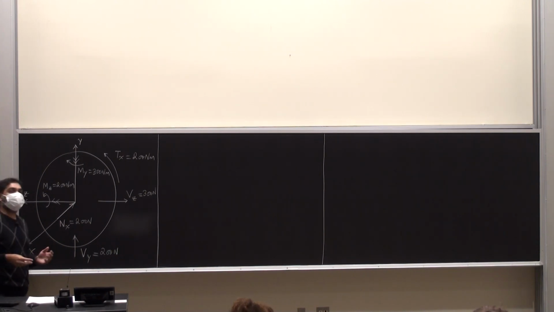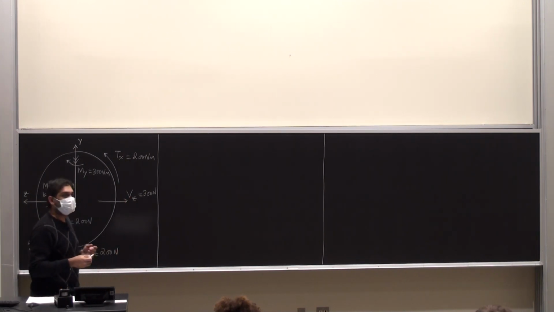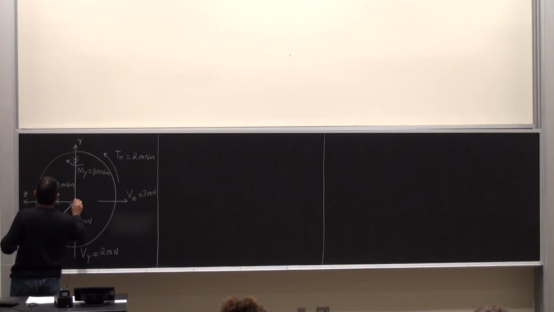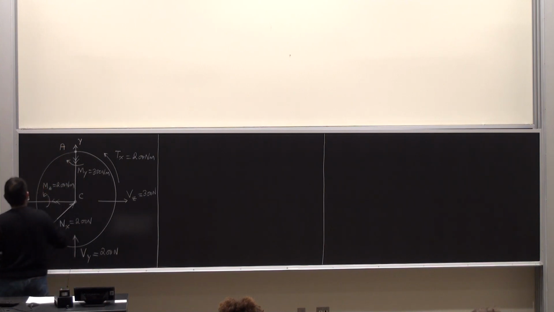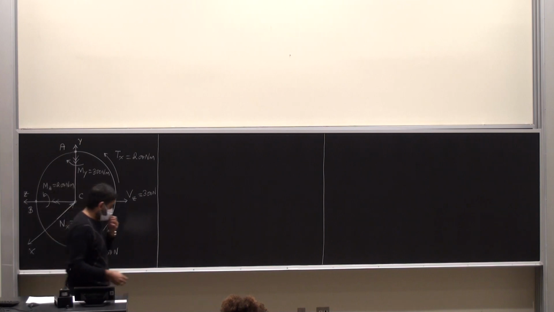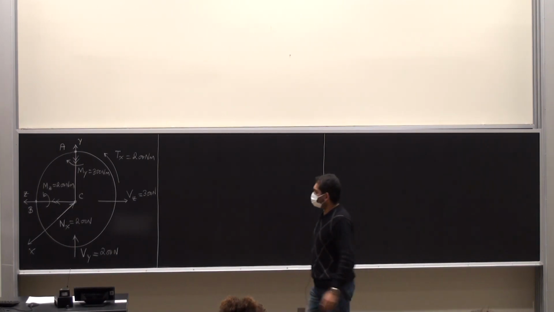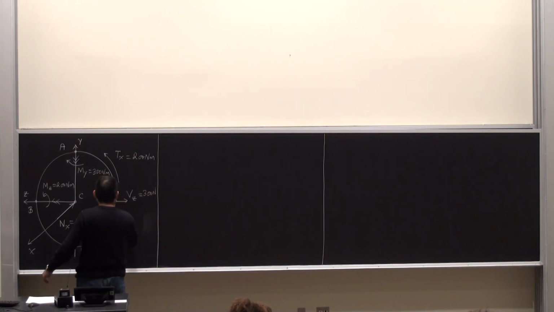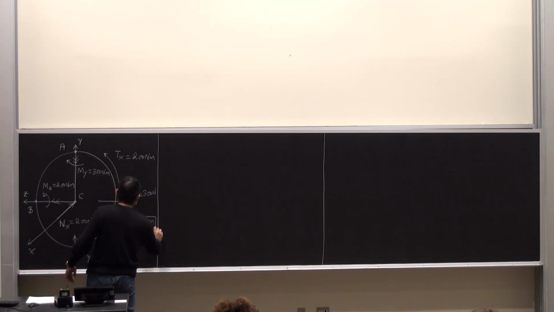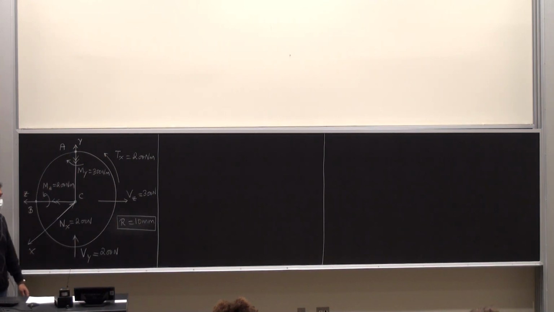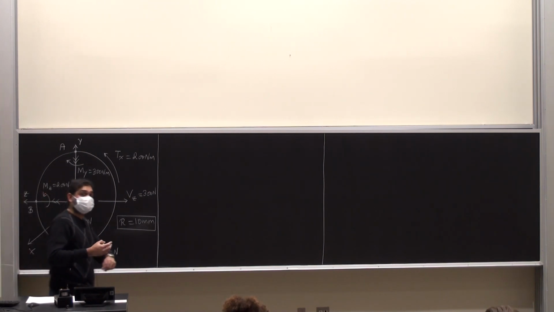Then I had our points of interest, points A, B, and C, C being the centroid, and point B. And we were told the radius of this cross section was 10 millimeters, so R is 10 mm. And the polar moment of inertia and the moments of inertia about the y and the z axis are all given to us.